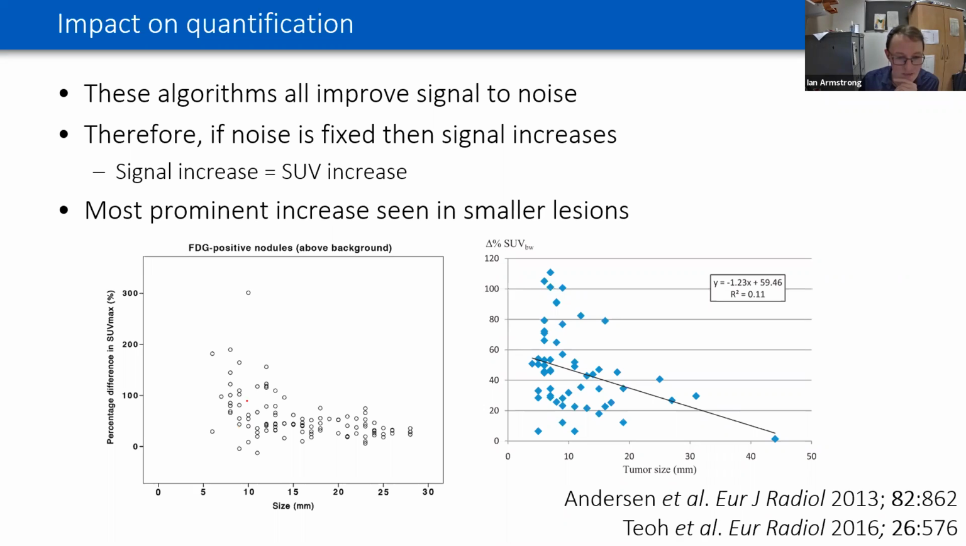So we will have plots like we see here, and I'm sure a lot of you are familiar with this. With the smaller lesions, we get a trend like this, where we have a greater change in SUV max, inversely related to lesion size. So that's quite an important thing to think about.